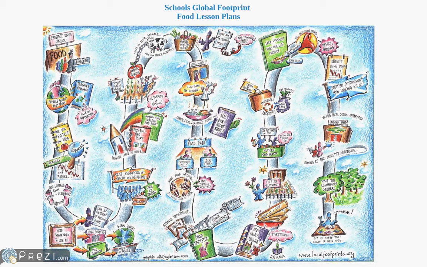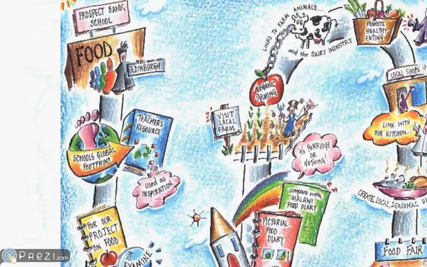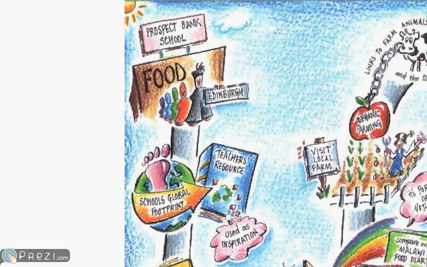So they came up with some great ideas and we recorded them graphically so that you can have a look at them in your own time. So I'll just go through the illustration briefly now. So as I said, it's Prospect Bank School. They wanted to look at food, and they're based in Edinburgh, and they wanted to use the School's Global Footprint teaching resource as inspiration to help them to start to teach food in their classroom.